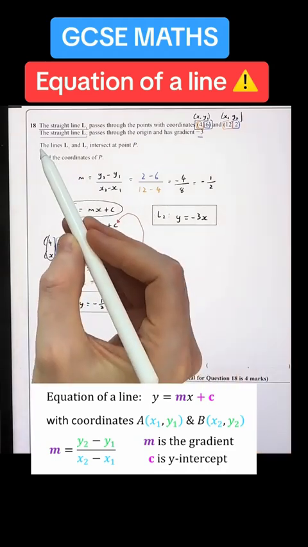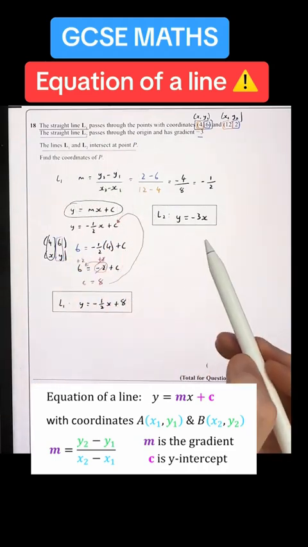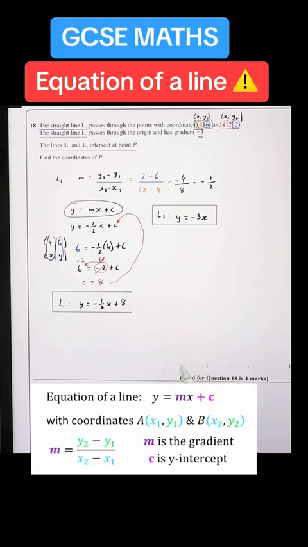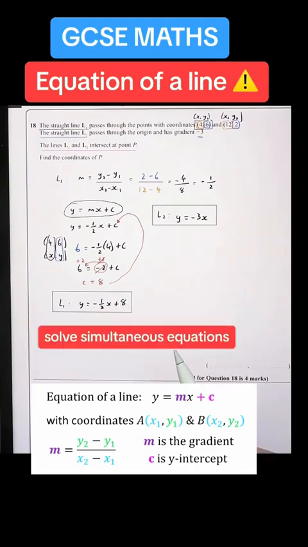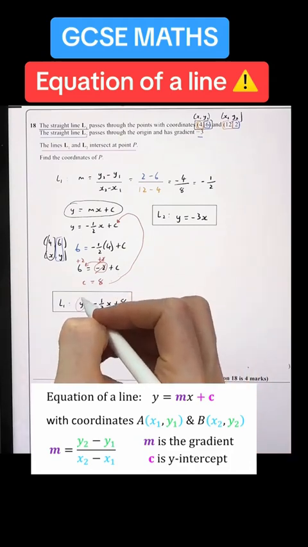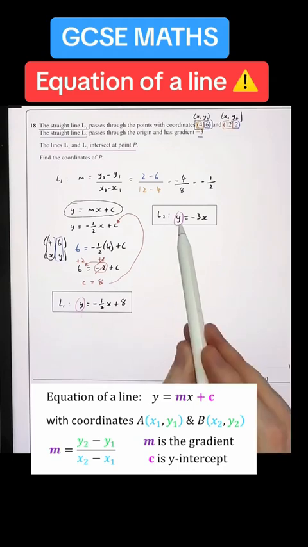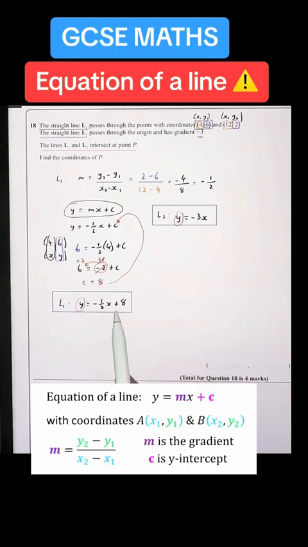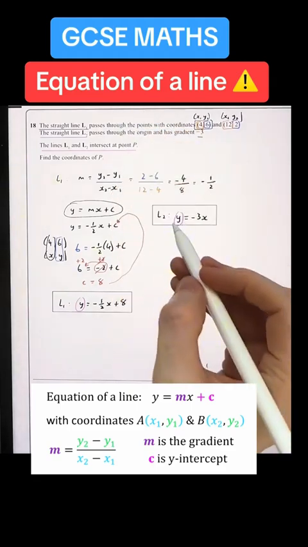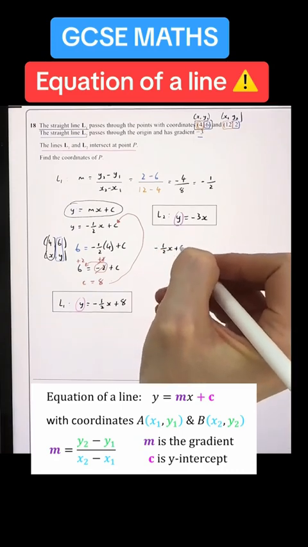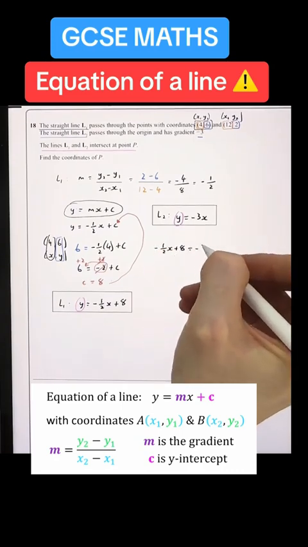The lines L1 and L2 intersect at the point P, and we're asked to find the coordinates of P. As I've got my 2 lines, I'm now going to solve simultaneous equations. What I should notice here is both of my equations start y equals, so I can put L1 equal to L2. Effectively, every time I see y, I'm going to substitute y to be negative a half x plus 8. So on the left-hand side, instead of y, I have negative a half x plus 8, and on the right-hand side I've still got negative 3x.